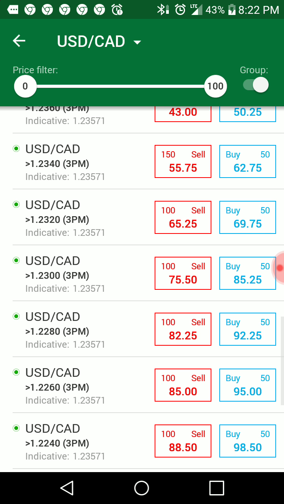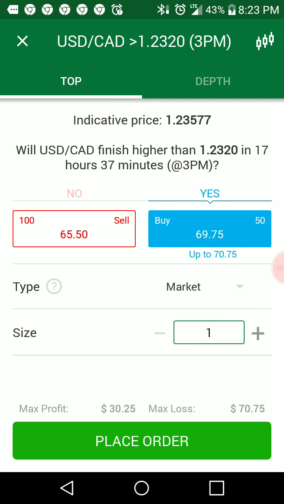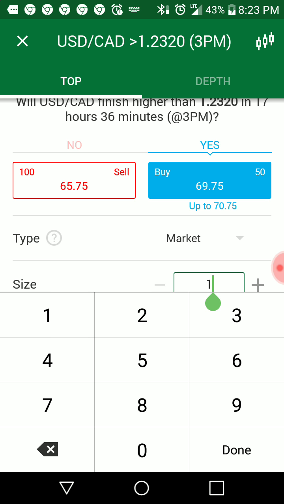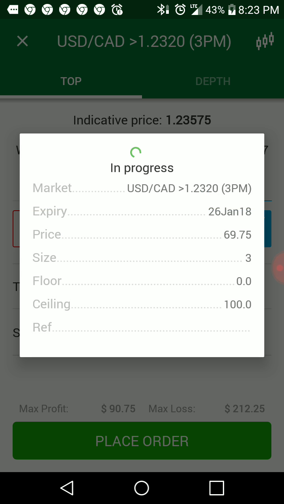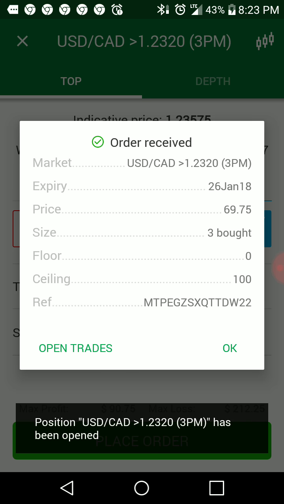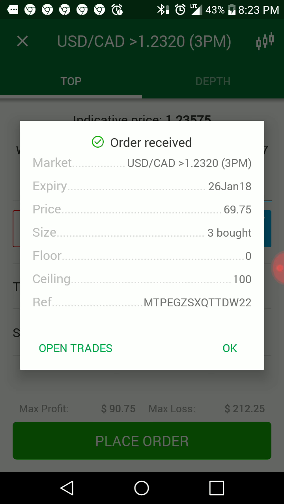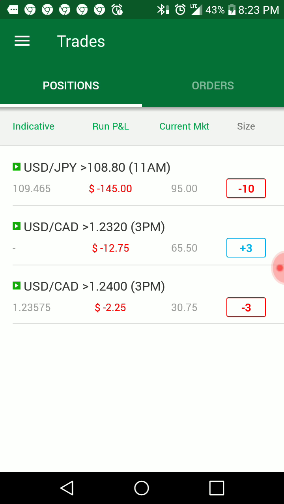Buy side this time, we're going to be looking at either 2,300, which is $85, which gives us around $15 a tick. But look what we have at 2,320. So we're going to go ahead and take 2,320, and we're going to get 3 of those, which is about the same payout as we're looking on the other one. All right, almost exactly 90.75 for one, and with a max loss of 212.25. Place that. And we'll check it, make sure that we have the trade open, and we do.